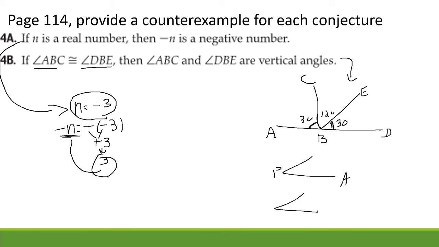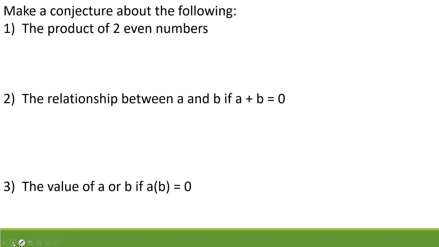A, B, C, and D, B, E. Make this 50, make this 50, and this would be another counterexample. These are definitely not vertical because they're two completely separate angles, but they are still congruent. So again, counterexamples can come in many different forms. All you need is one.